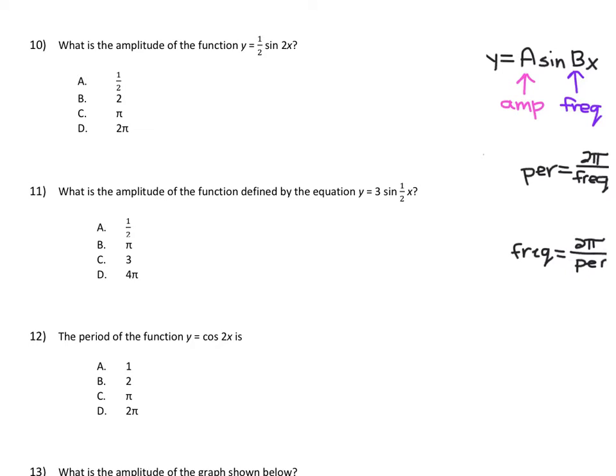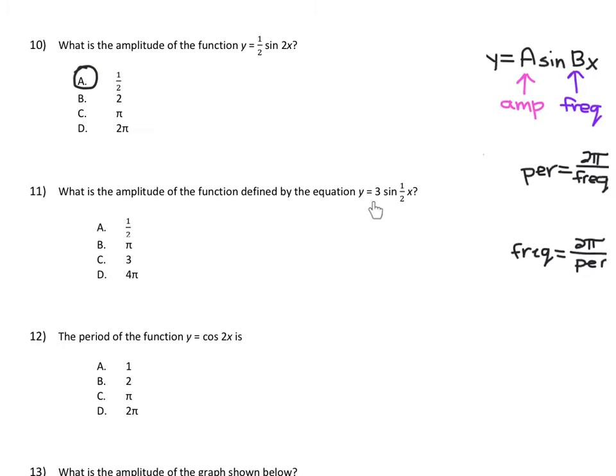Number 10 and number 11 both want to know what is the amplitude of the given function. So if you look over here, the amplitude is just the number that's in front of the word sine or cosine. So in this case, the number in front of the word sine is 1/2. So that is the amplitude.